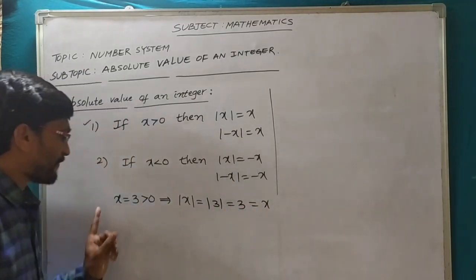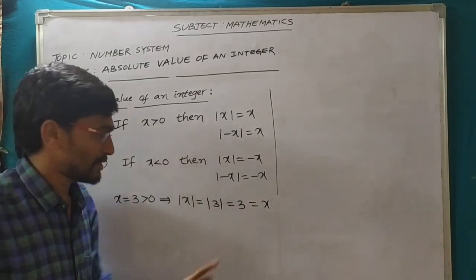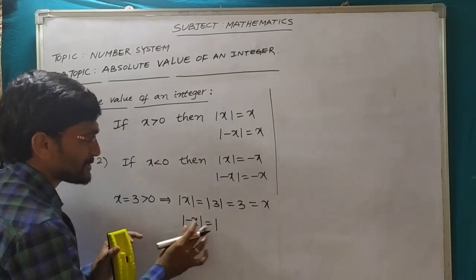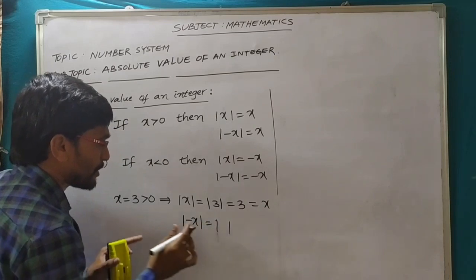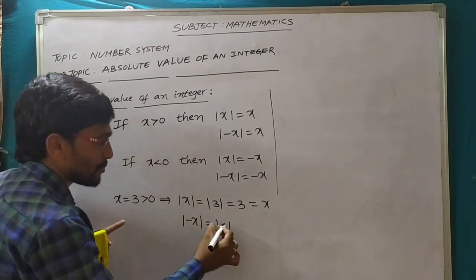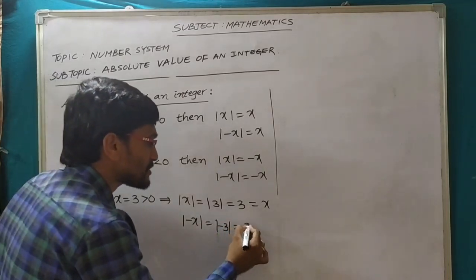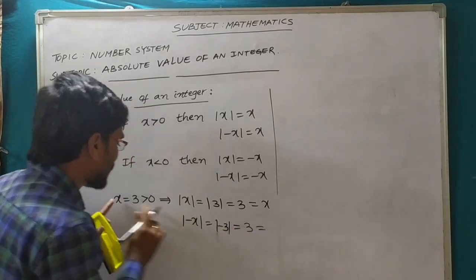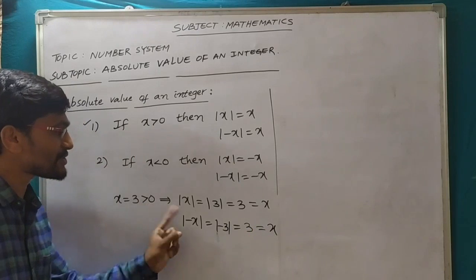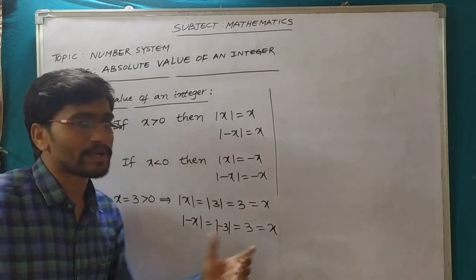What do we get? If x is greater than 0, then modulus x is equal to x, right? Next, modulus minus x, where I have written minus as it is. What is x here? 3. Modulus minus 3 is equal to what? Modulus minus 3 is also 3. 3 is nothing but x. That means if x is greater than 0, then modulus x is equal to x and modulus minus x is equal to x.